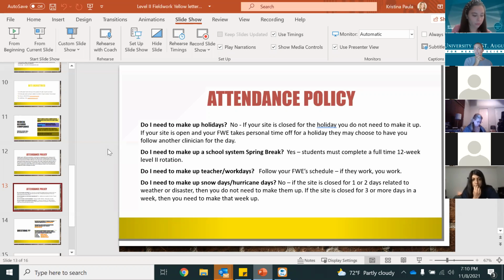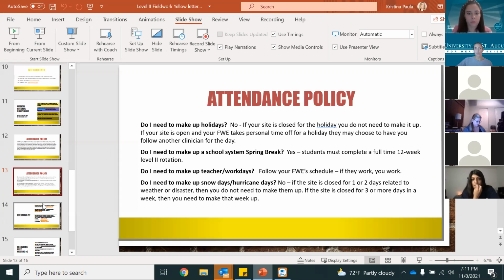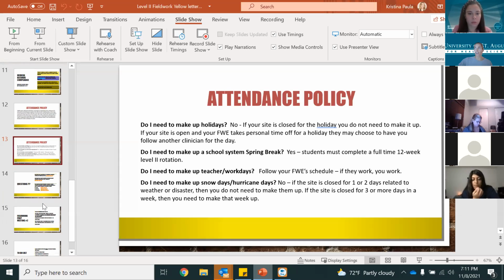And in the event that there's a snow day or hurricane day, well, you guys may have some snow days, hopefully not any hurricane days in spring, but if there was a snow day, if there's 2 days that were missed, you don't have to make it up. However, if it was 3 days, we would have to make those 3 days up. So you just follow the schedule. You're no longer following the USA schedule. I know you can look and you have spring break. You don't have spring break off anymore. You follow the site schedule.